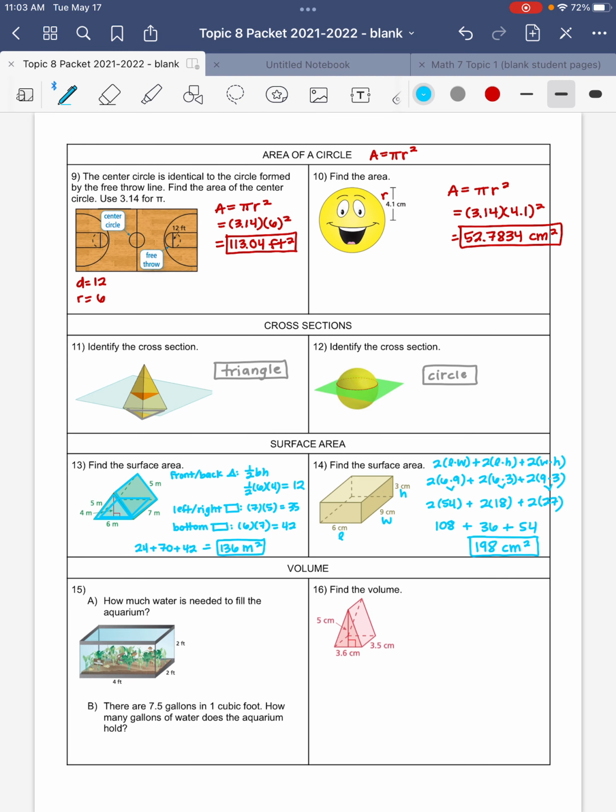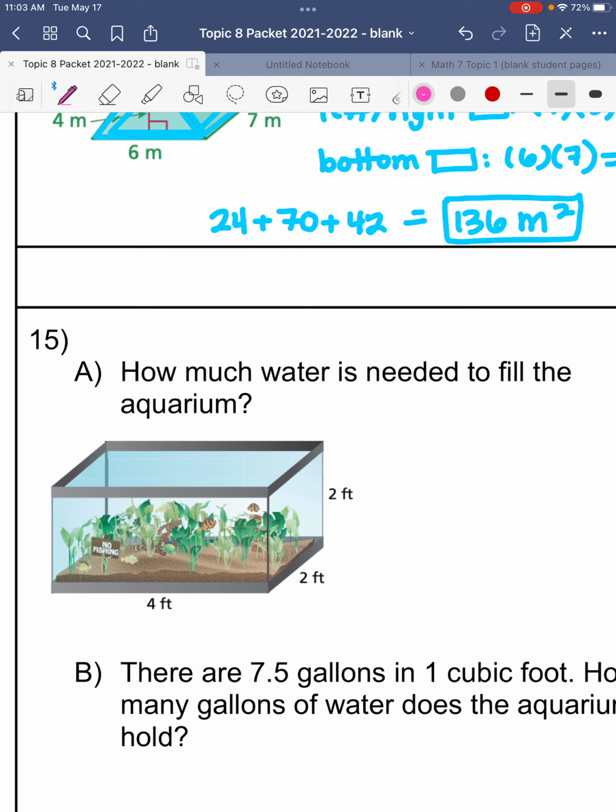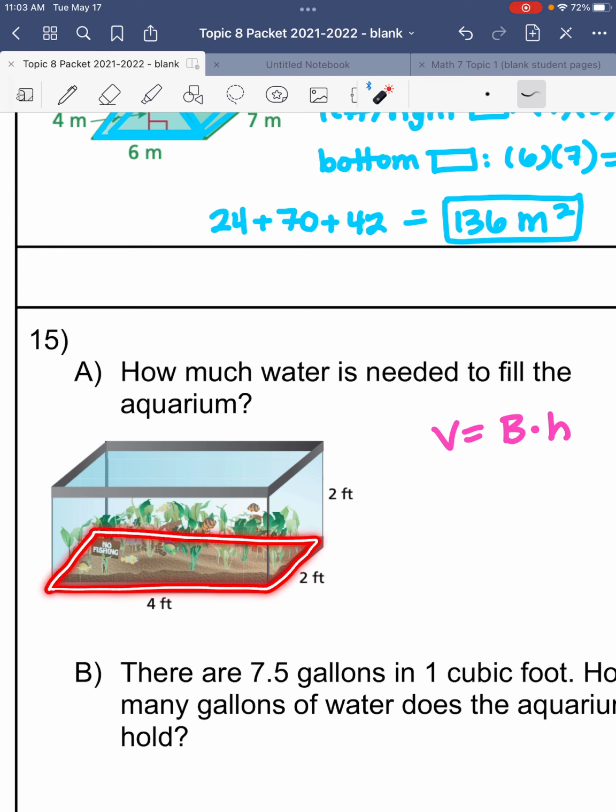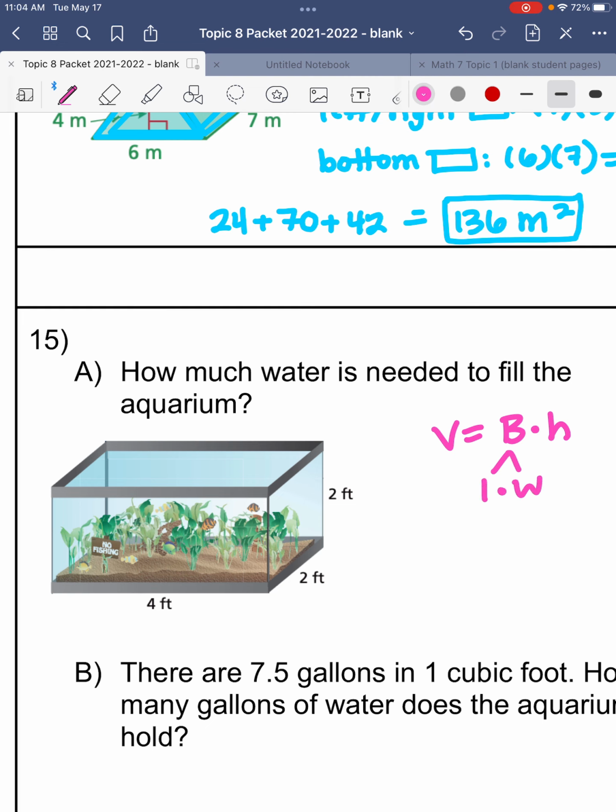Now volume. So moving on to volume. Number 15, how much water is needed to fill the aquarium? Well, we're asking what is the volume of this figure? So volume, remember, is always going to be big B times H. So I've got to figure out the area of the base. The area of the base, because this is a rectangular prism, is this rectangle that this figure sits on. So the area of the base, because it's a rectangle, is length times width. So for a rectangular prism, volume is going to be length times width times height.